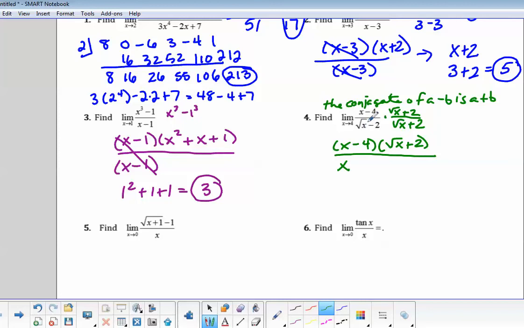In my denominator, root x times the square root of x gives you the square root of x squared, which is just x. And then I have 2 root x and negative 2 root x. Those middle terms cancel out. And then negative 2 times 2 is minus 4. So notice that's the same as this factor on the top, and those cancel out, which leaves you with just root x plus 2. Now I can substitute my 4 in. I have square root of 4 plus 2, which is 2 plus 2, which is 4.